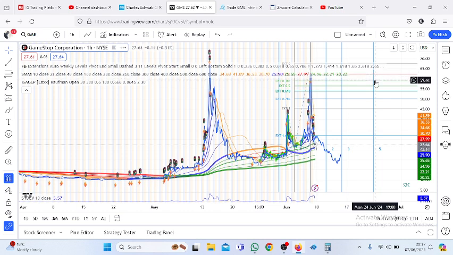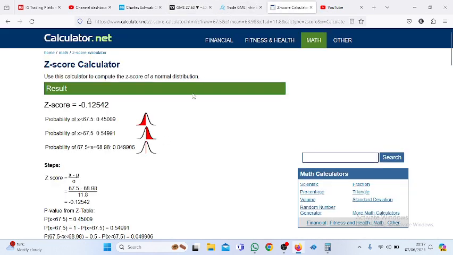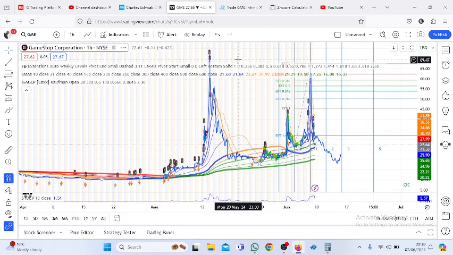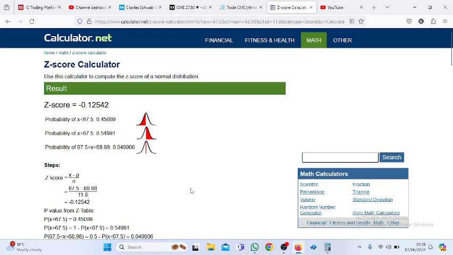Okay, let's try this again. Sorry, I used the wrong figure there. It's not what I'm supposed to use; I use a price, not an average. So the price is 68.81, and the moving average is 40.19. Sorry about that. 40.19 is the moving average I'm going to use.